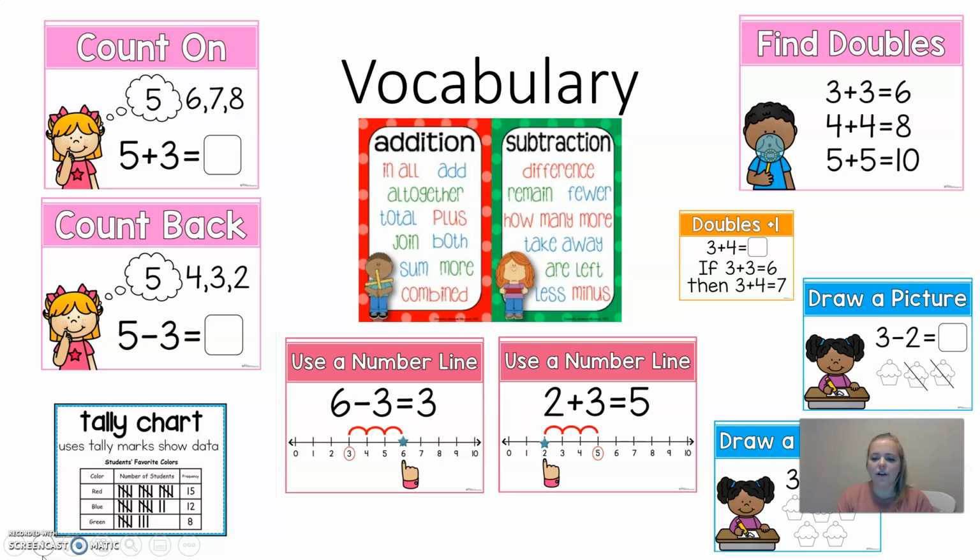Alright, so this is all the vocabulary we've been working on this week. We've talked about counting on and counting back. We've talked about using a number line. We've talked about using doubles and drawing a picture. Today we're going to start to talk about doubles plus 1, and we're going to look at a tally chart. Remember, these are all the words that tell me if I need to add or subtract in a word problem. So those are the words I'm looking for.